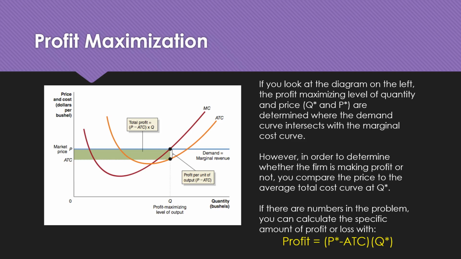at our profit maximizing level of output. In order to determine the profit maximizing level of output, we need to find the point where marginal revenue equals marginal cost. Again, in a perfectly competitive firm, because of the horizontal demand curve, marginal revenue is equal to the demand curve. So where the demand curve intersects the marginal cost curve, where that blue horizontal line intersects the red marginal cost curve, is going to determine our profit maximizing level of output, or Q star.